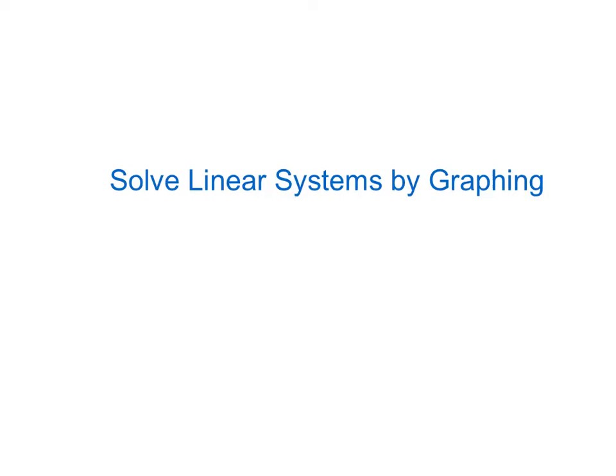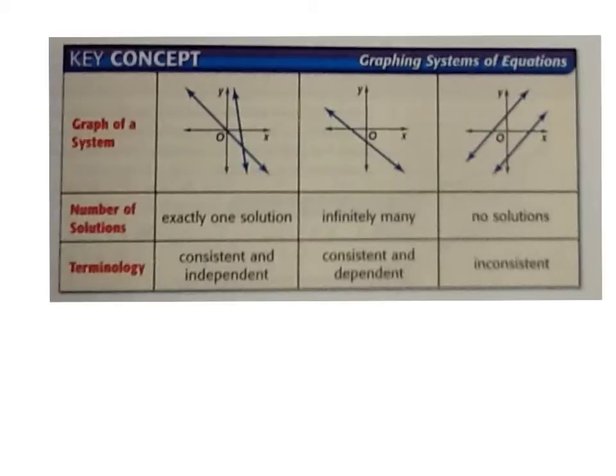Alright, so we are looking now at linear systems and solving them by graphing. Here's a chart to describe the differences in terminology that we use for different types of solutions. In class we've been looking at if the lines intersect at one point, like they do here. They intersect at one point. That means it's got one solution, and we also say that this system is consistent and independent.